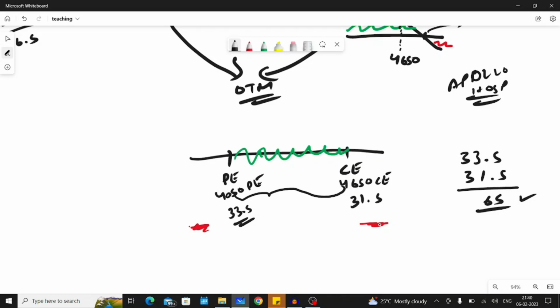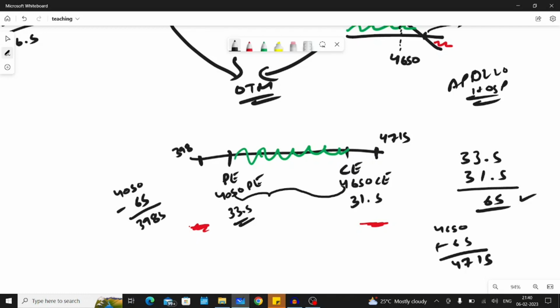So our break even points would be 4650 plus 65 rupees, which would be 4,715 rupees. Similarly, on the lower side, it's 4,050 minus the combined premium which we collected. It was 65 rupees, right? So this amount would be 3,985 rupees. So this is the break even point, 3,985.